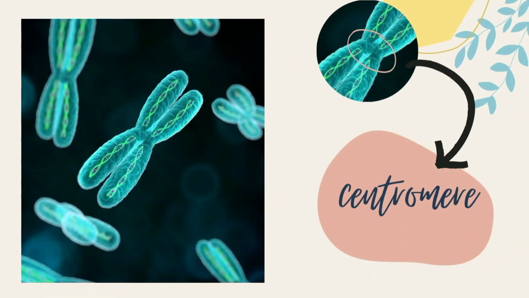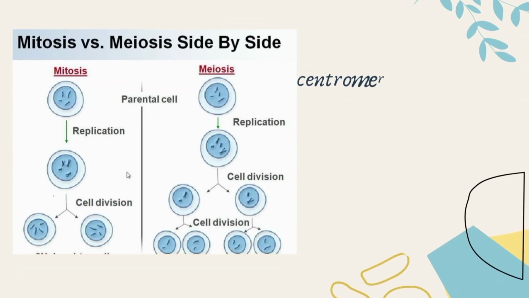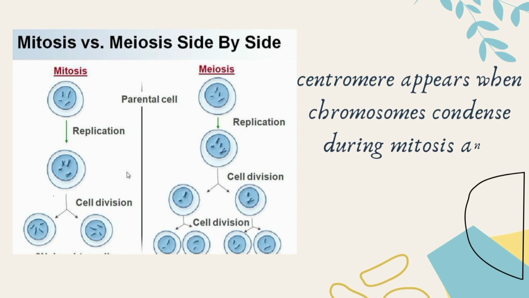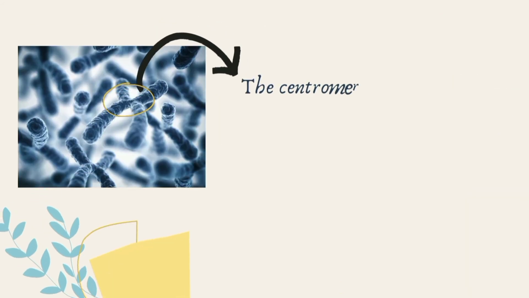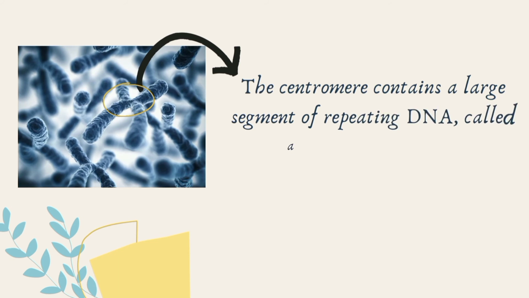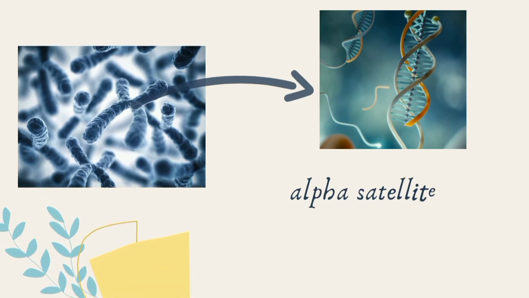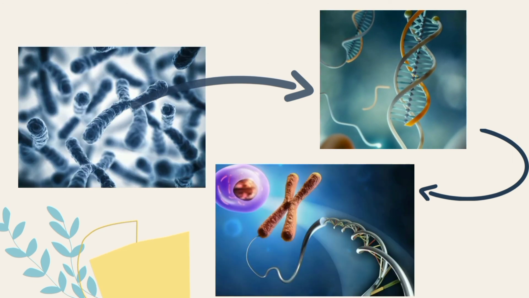The centromere. Each chromosome has a centromere which usually appears as a constriction when the chromosome condenses during mitosis and meiosis. The position of the centromere can be used to distinguish between different chromosomes. Centromeres do not contain any genes. However, they do contain large segments of highly repetitive DNA, called alpha satellite DNA. This is thought to play a significant role in centromere function.